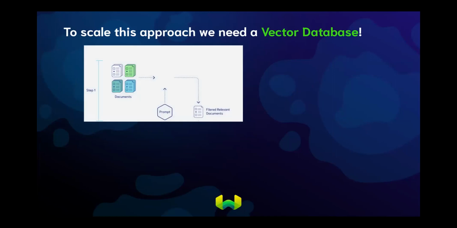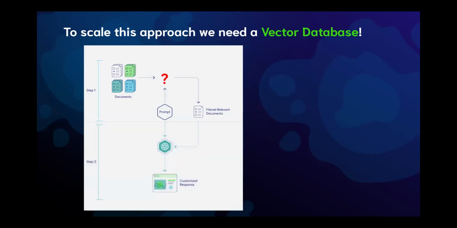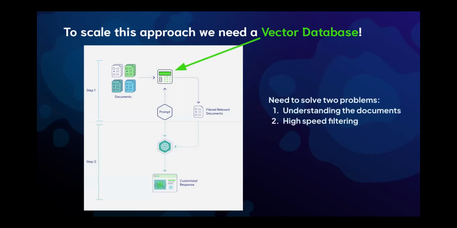But in general, the process would be something like this. You have a set of documents, and you have your prompt, and you need something to filter those documents, and then submit them to the LLM, which would return the customized response. So this something, this question mark, is a vector database. And it has to solve two problems. First off, it has to understand your documents. And by understand, I have to put air quotes. And it has to search at high speed through them.